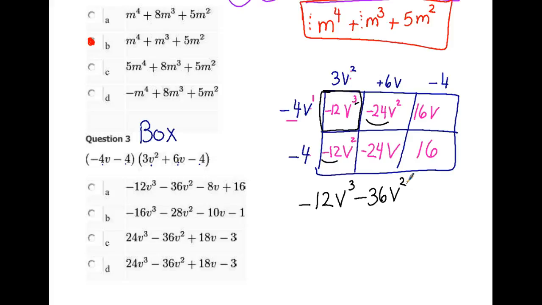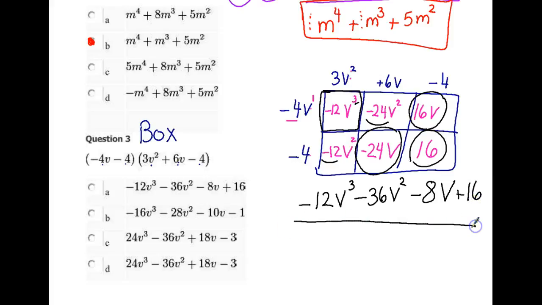Then, let's do the v's. We have 16v minus 24v. Again, you don't know how to do it? Use a calculator, okay? I know there's going to be a negative because negative 24 is way bigger than 16, okay? So it's negative 8v, right? The constant is just a 16. We have nothing to do here. Okay? And that should be your answer for this problem.